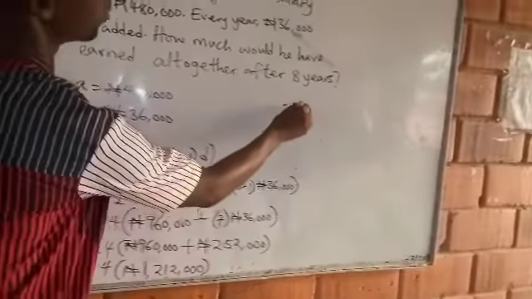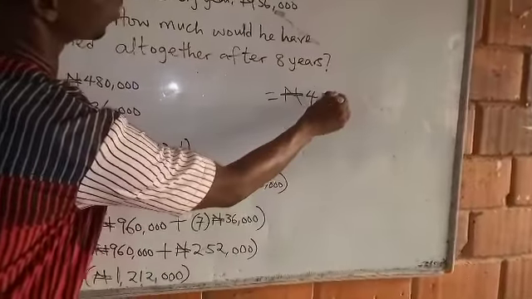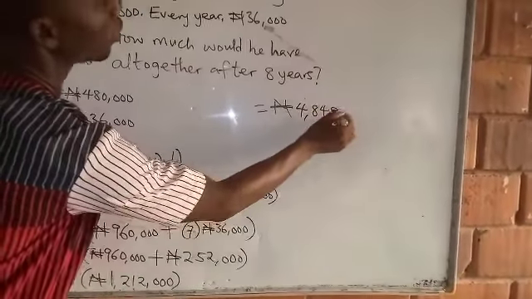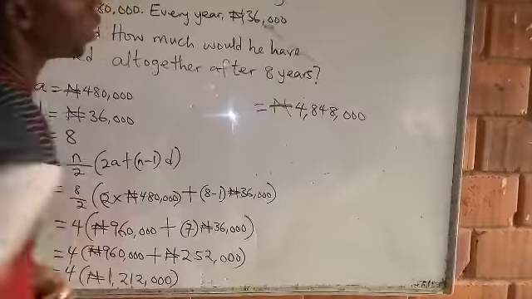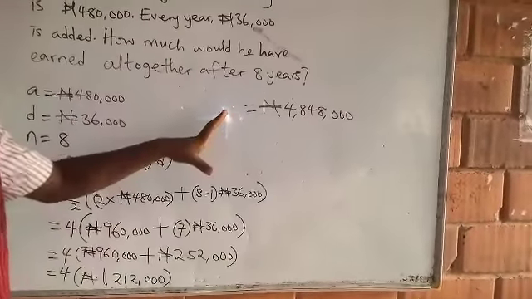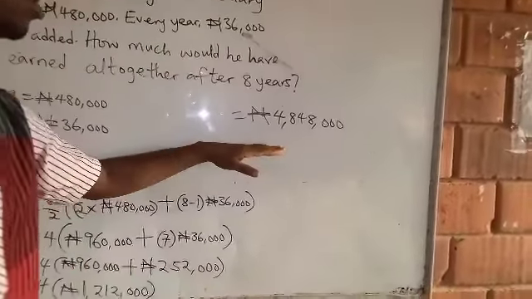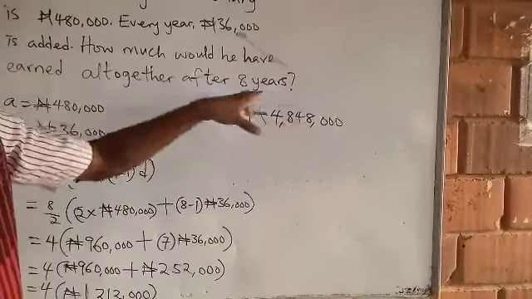So the final answer now, we multiply this 4 by what we have in the bracket. So that will give us 4,848,000 naira. That means if the man is to save every penny he has earned, this will be the total sum after 8 years.